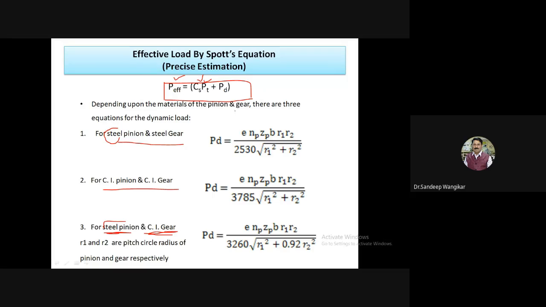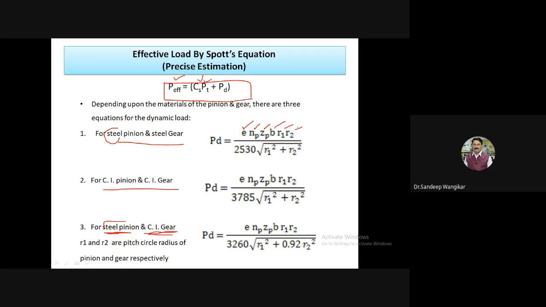So PD is equal to E N P Z P. E stands for error. Again, there are some calculation formulas for this E, error. The error is the total error, given by EP plus EG, that is, error for pinion plus error for gear. In the next slide, I will show you. NP, RPM for pinion, speed for pinion. ZP, number of teeth on pinion. B, face width, is equal to 10 times the module. R1 and R2 are the pitch circle radii of pinion and gear respectively.